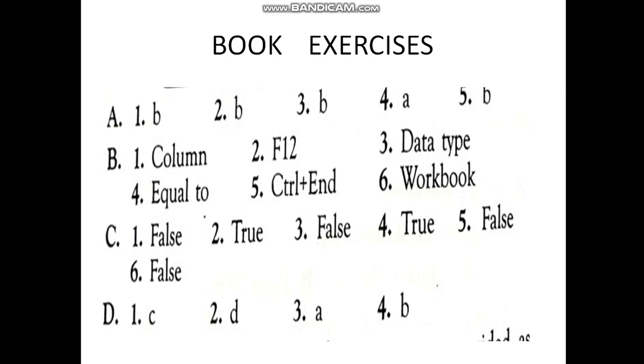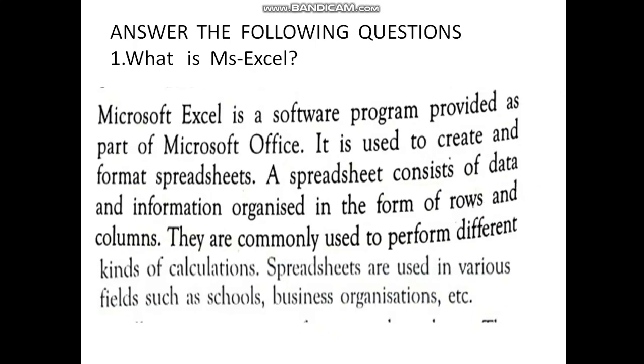For the match the following, column A, you should match with column B. For that, column A, number 1, the answer is column C in column B. That is, end of your row, control plus right arrow. Second one, top of the worksheet, answer control plus home. Third one, save as dialog box, answer is F12. Fourth one, open an existing file, answer control plus O. That is B option. Now we pass on to the answer the following.